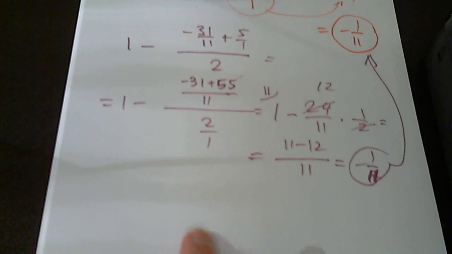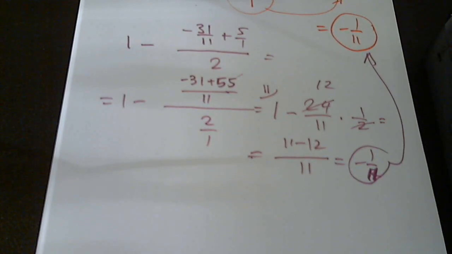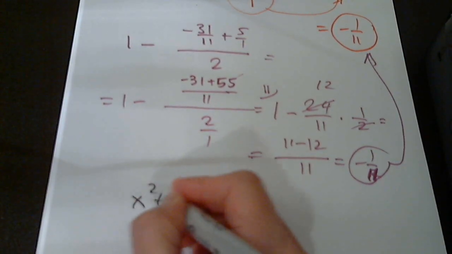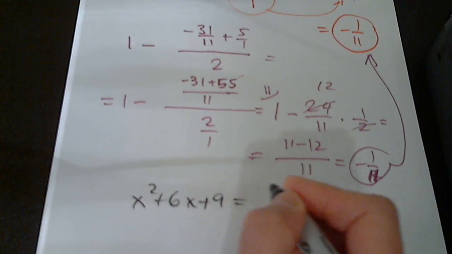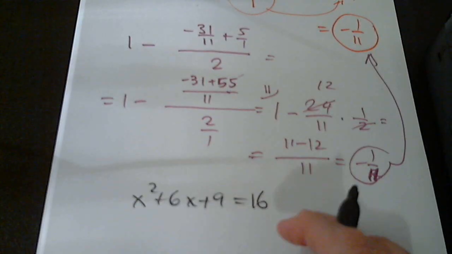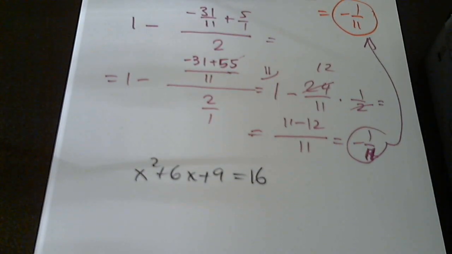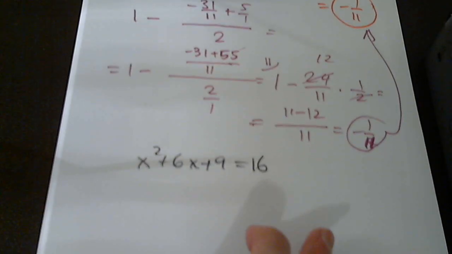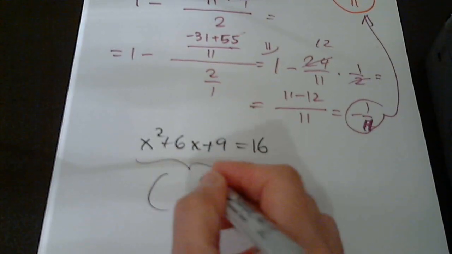So let's finish it because we started it. So we have x squared plus 6x plus 9 equals 7 plus 9, which is 16. Okay, so can anyone help finish this one? Finish it up. What does this mean?